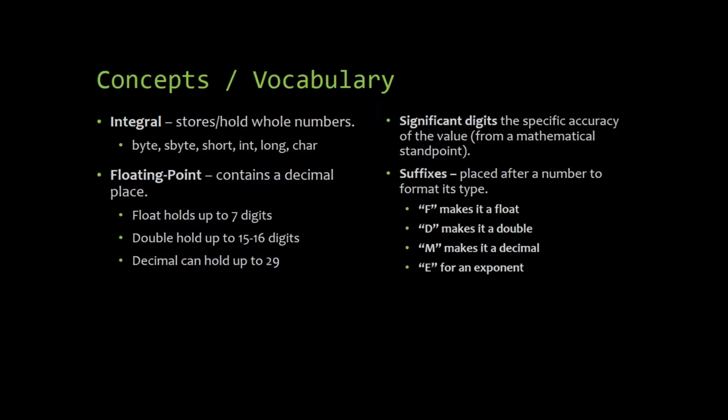Now, a second ago, I was talking about the specifics or the precision, and that's represented by a term called significant digit, which is the specific accuracy of a value, and we think of the significant digits from a mathematical standpoint. In order to tell a program what we want it to be, we can use something called suffixes, and they are placed after numbers to format their types. So if you place, let's say, 34F, it'll make it a float, or D will make it a double, M will make it a decimal, and E will make it an exponent.